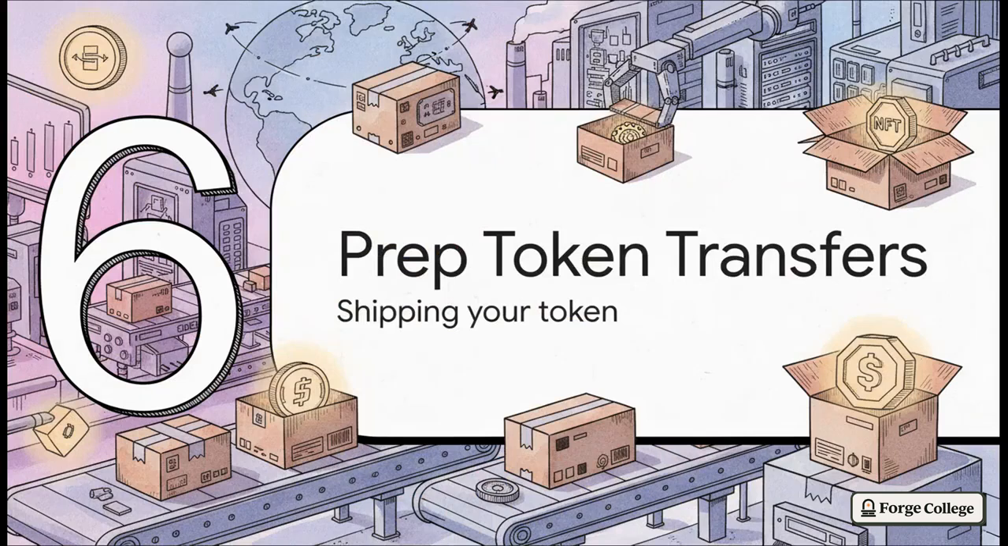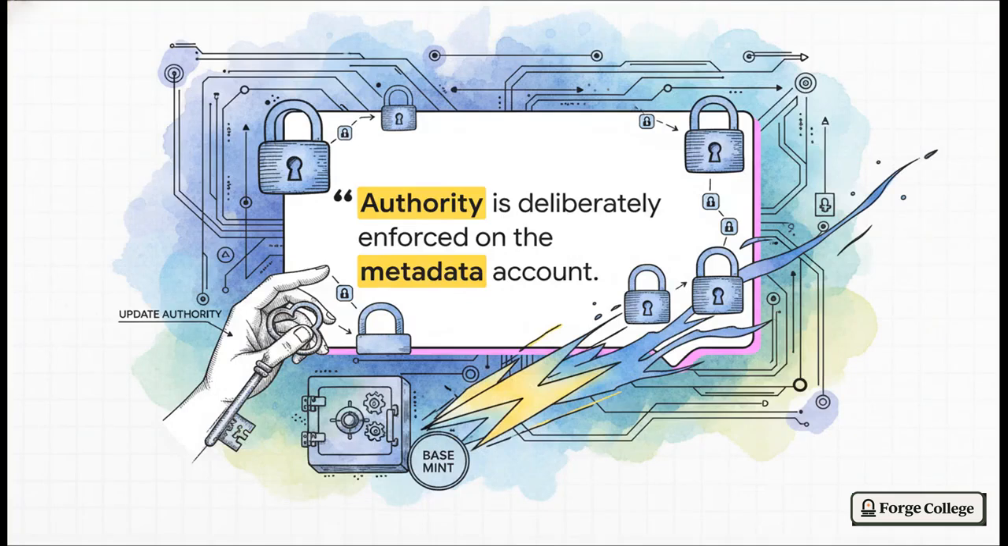And lastly, Section 6, Prepping for Token Transfers. Assuming your DevNet validation checks out perfectly, your token is now fully assembled, drafted, branded, and ready to be shipped out into the world. As we wrap up today's blueprints, I want you to always remember the golden rule of this architecture, quoted right here. Authority is deliberately enforced on the metadata account and governed by the authority you set at creation.